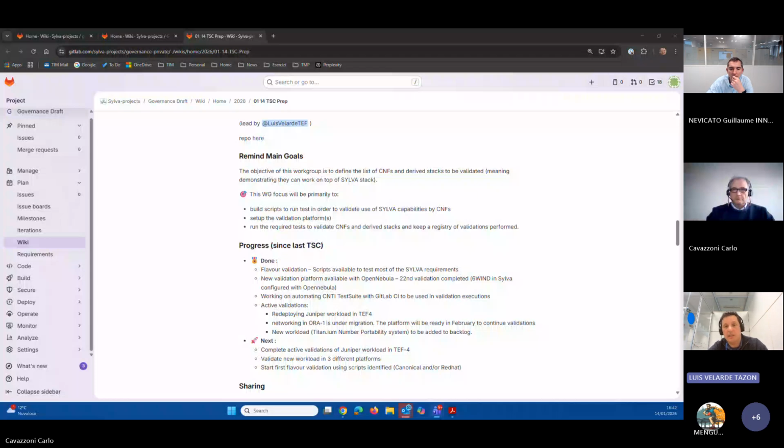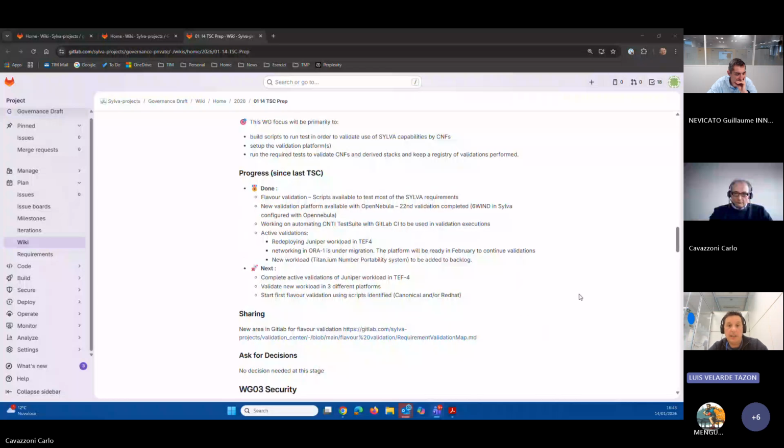So we have had some progress these last weeks. And what we want to do is complete the existing validations. We want to validate, as I just commented, the Titanium in 3 different platforms, so having 3 new validations completed. And we want to start the first validation of flavors using either Canonical or Red Hat. Now that they have the complete support of CAPI, we want to have at least one of them start running all the scripts that we have identified in the flavor validation group. So this is all that we have done lately.